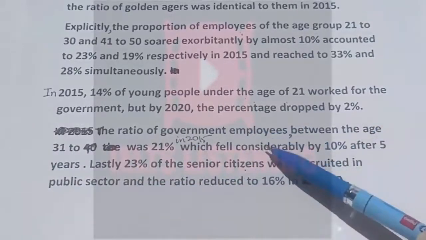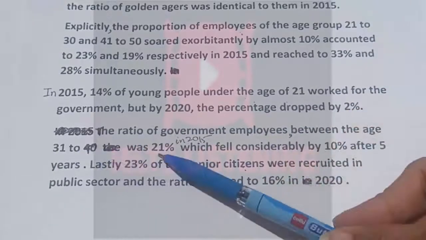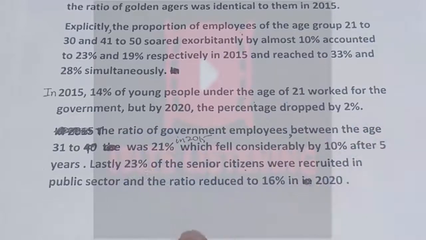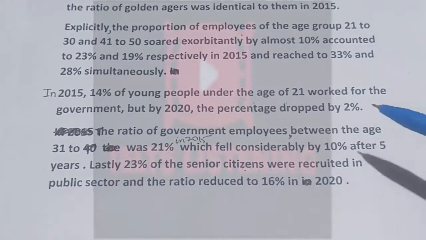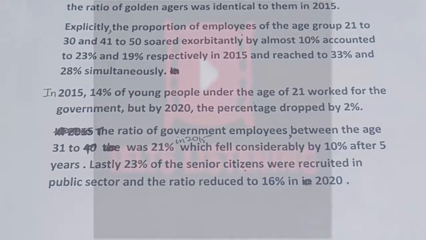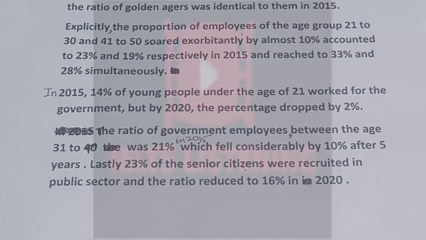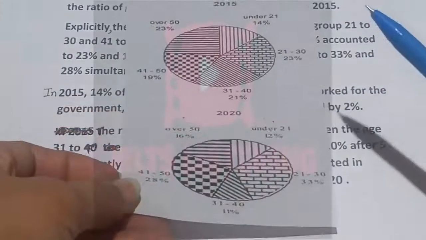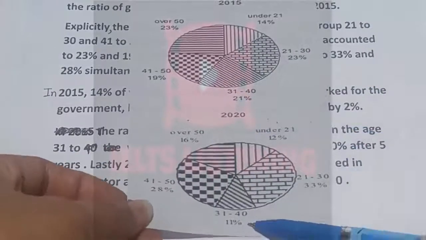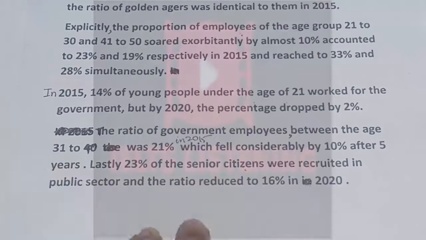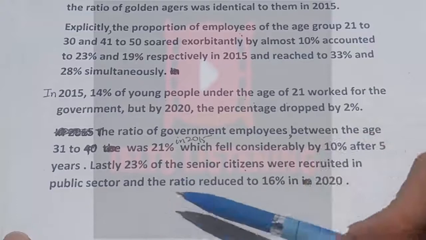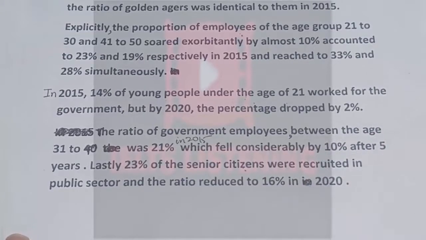The ratio of government employees between the age 31 to 40 was 21% in 2015, which fell considerably by 10% after 5 years. That means it reached to 11% in 2020. So let's see, yes, it was 21% in 2015 and it reached to 11% after 5 years. Now lastly, 23% of senior citizens were recruited in public sector and the ratio reduced to 16% in 2020.